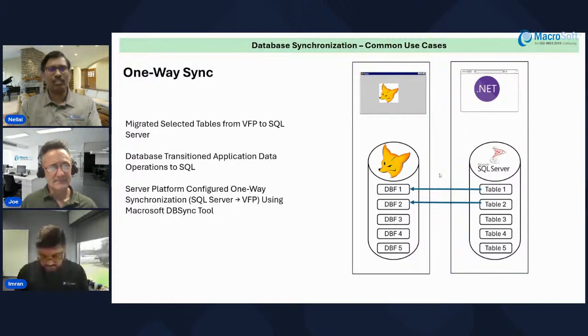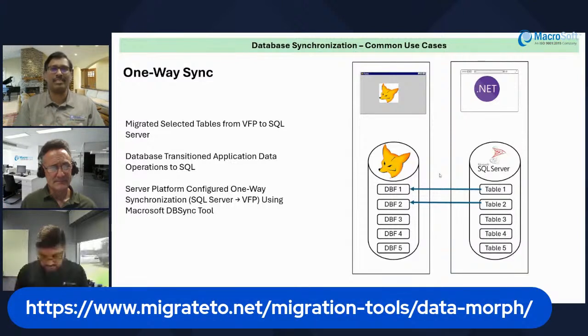The third scenario is a parallel database. In a parallel database, the application should be talking to both databases. For example, when you go for a bigger migration, one of the clients wanted to move module by module, so that one set of modules talks to the new database, but the other modules still talk to the old VFP databases.